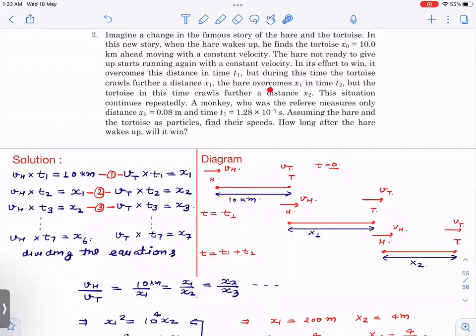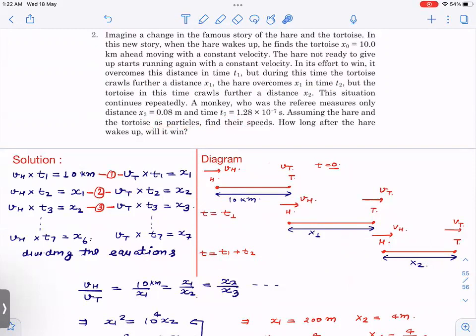Now the hare overcomes x1 in time t2. So this is t equal to t1 plus t2. From here to here, it is t2 duration. So here it travels a distance of x1, but then the tortoise moves further a distance of x2. And this keeps happening. Two values are given, x3 and t7 are given, right? So based on that, we have to find out the speed of both.